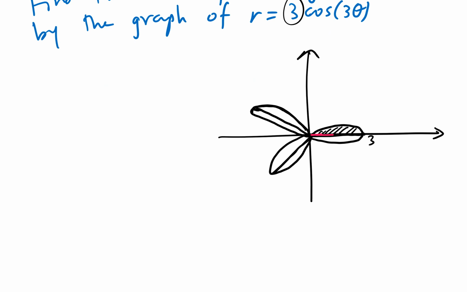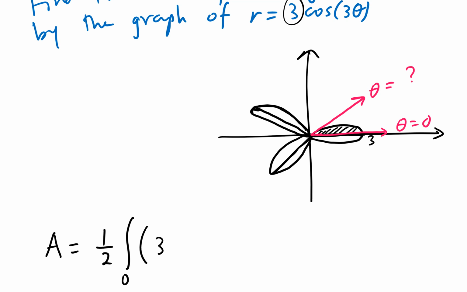Watch. It starts at theta equals 0, and is going to go all the way to theta equals some number. We don't know what that is yet. But to set this up, the formula says 1/2 the integral from 0 to some number we're going to find in a minute, of the given equation r, squared, d theta. So the only thing we have to worry about for now is the upper bound.